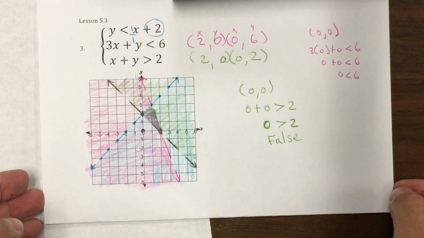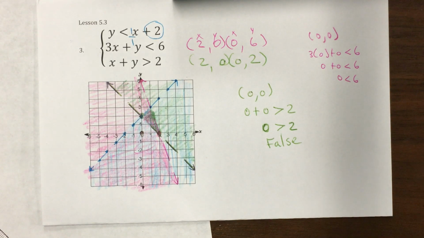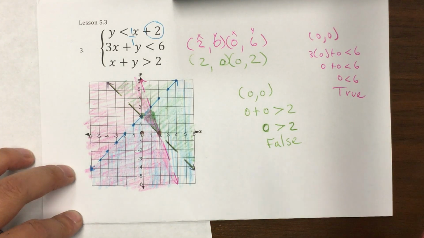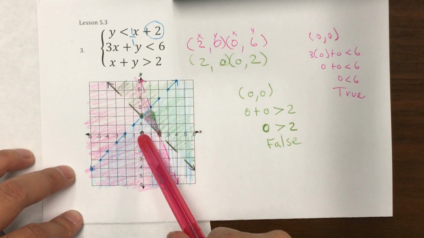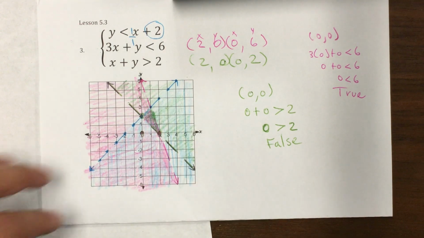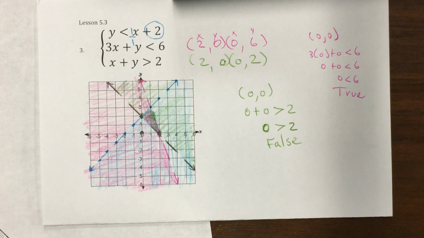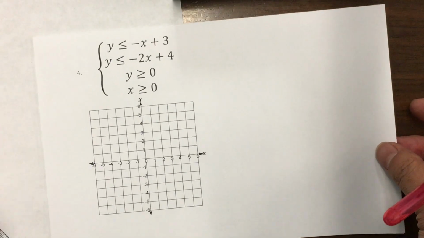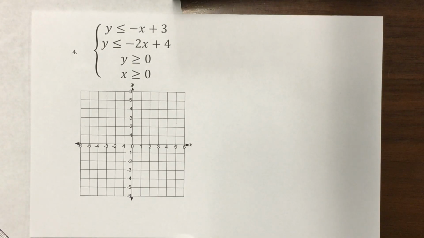Okay, let's do one more. If you need more time, remember to pause it. And again, if it's true, you shade on where that point is. If it's false, you just go over the line that you just created. Okay, one more, and that's it.